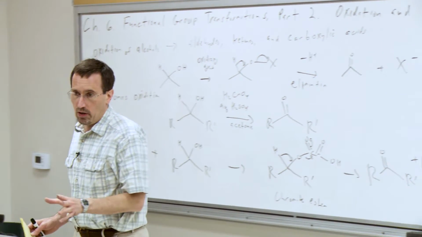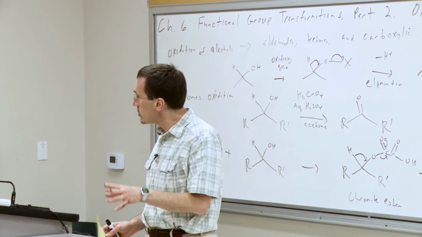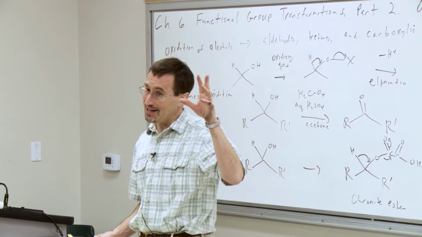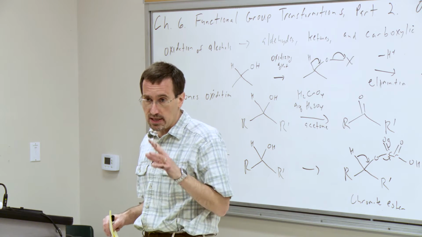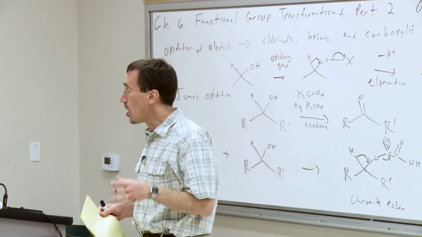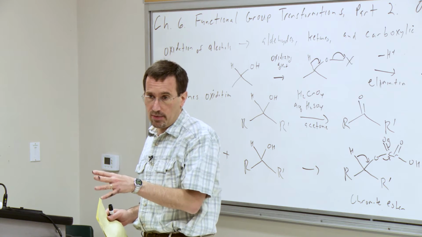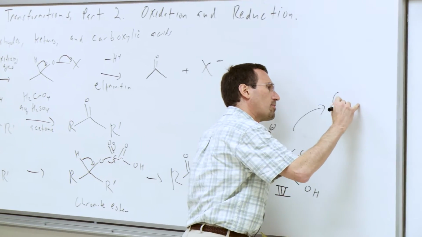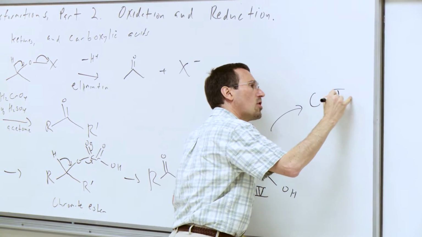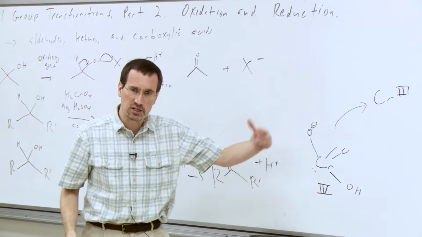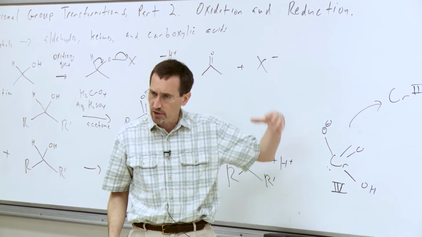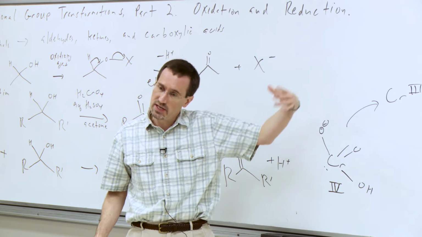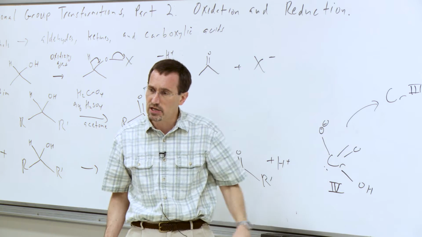Chromium-4 isn't stable. Chromium has stable oxidation states of 2, 3, and 6. As I said, chromium-6 is a good oxidizing agent. Chromium-3 is a good stable oxidation state. So ultimately what happens is you get disproportionation reactions where your chromium-4 disproportionates to chromium-5, which goes down to chromium-3, and the chromium-5 goes down to chromium-3 in another oxidation reaction.